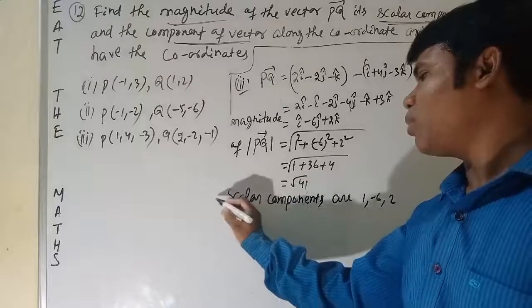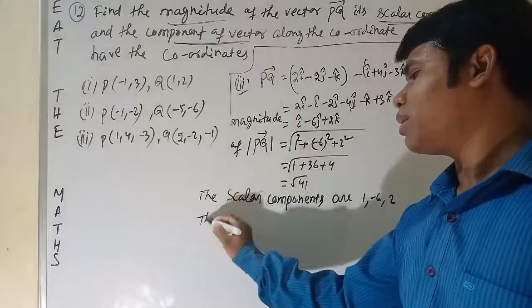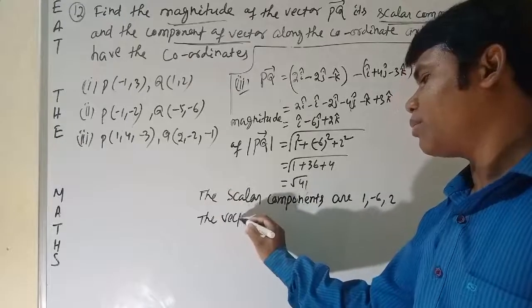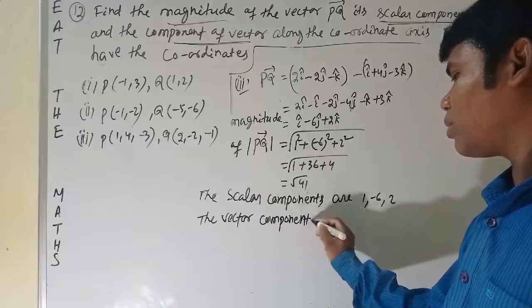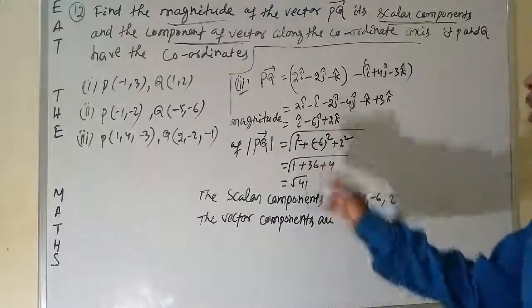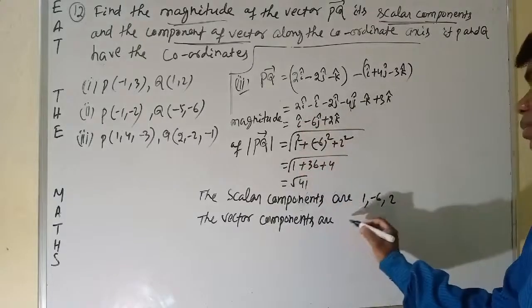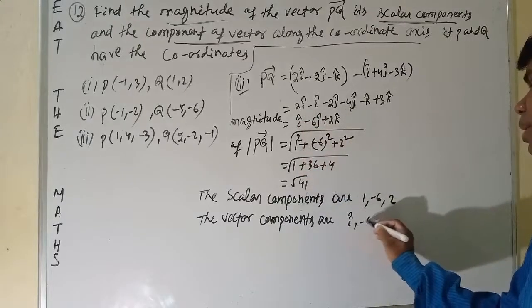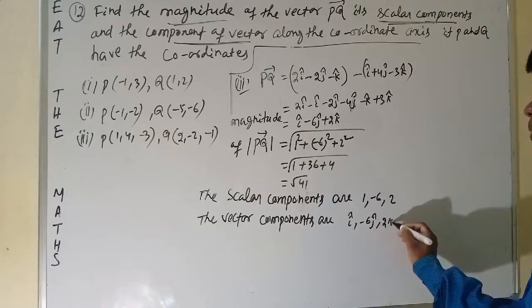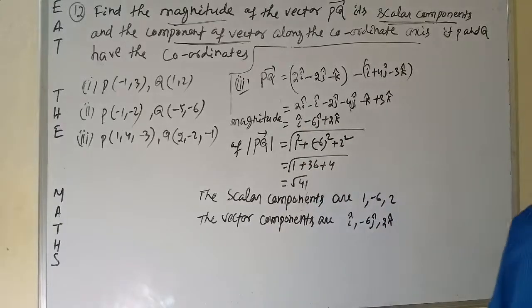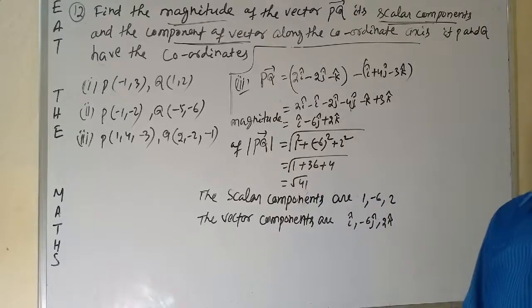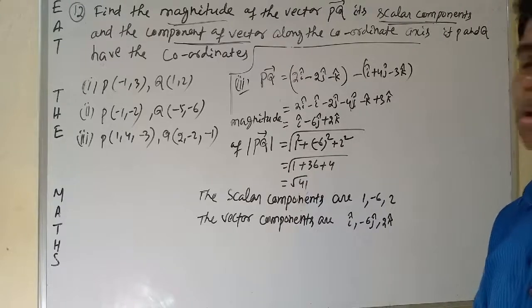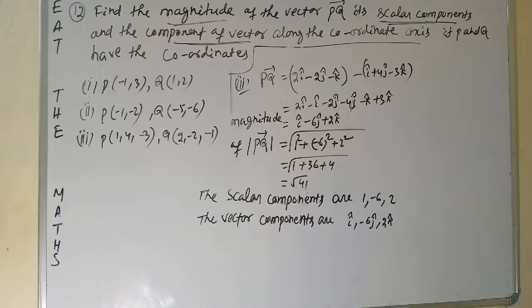Now the vector component. The vector components are i cap, minus 6j cap, 2k cap. From this you have understood how to calculate magnitude, how to write scalar components, and how to write vector components. Already number 3 I have done, number 1 and number 2 you have to do yourself.